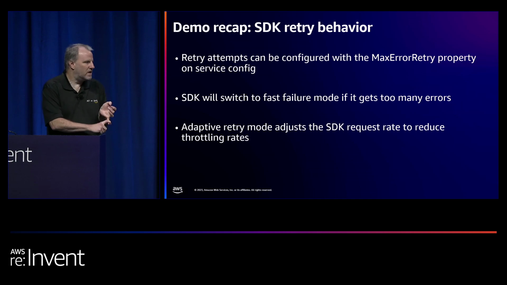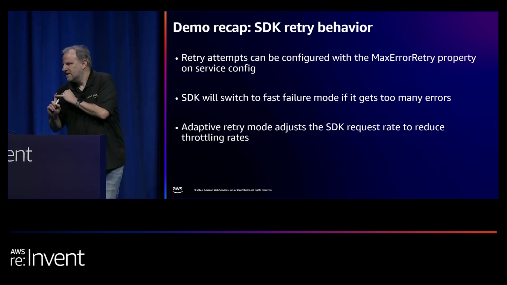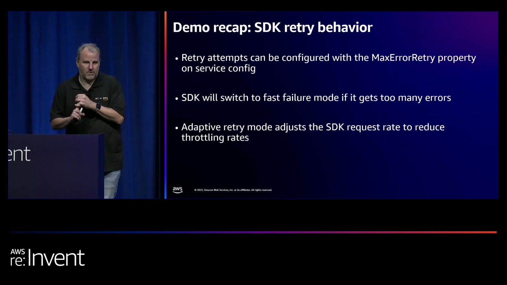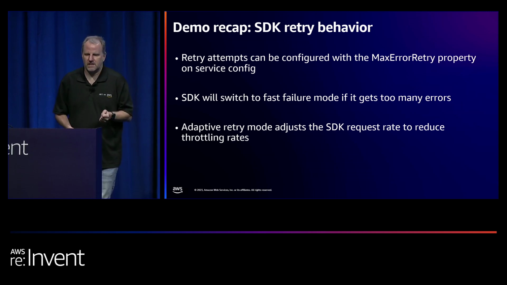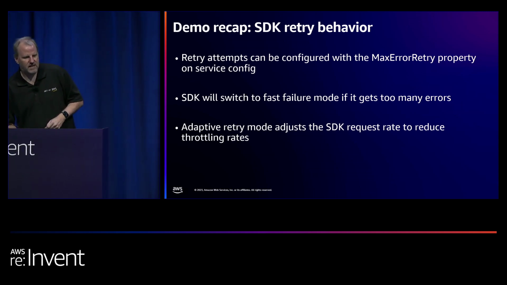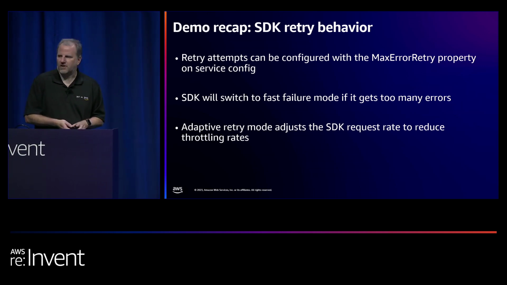The SDK will do a fast failure mode when it detects things are failing for you. And again, I'm going to repeat one more time, like a broken horse here, this is why you want to share your service clients between your application. And you can try that adaptive retry if you find you're getting a lot of throttling errors and you want the SDK to try to match what you're getting.